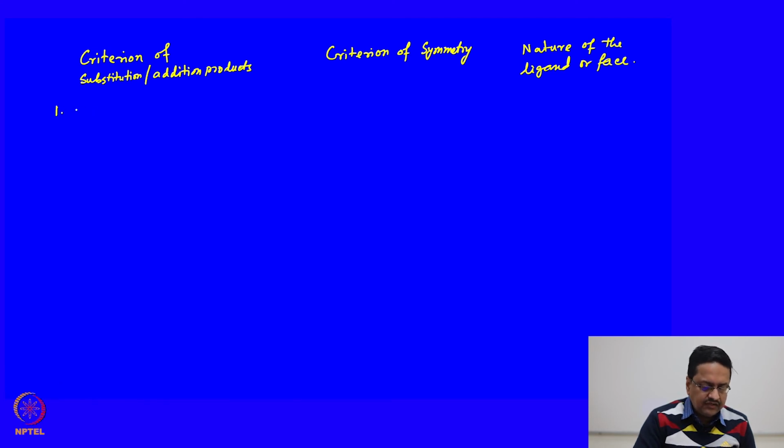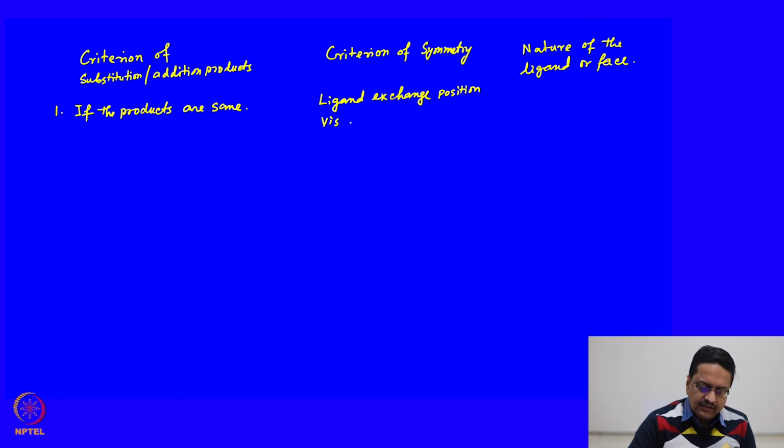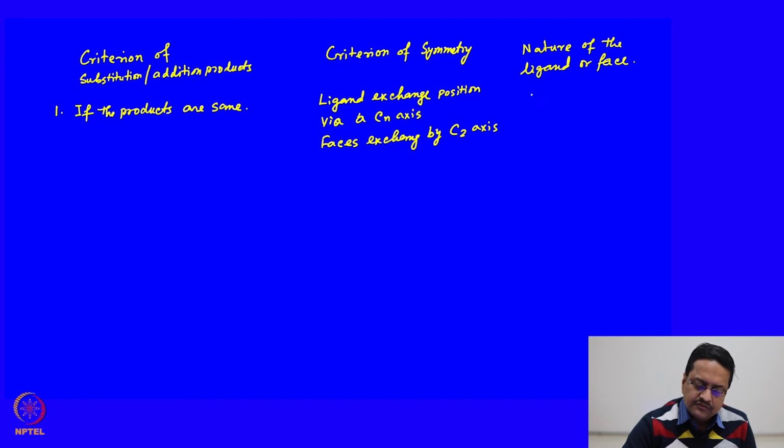So, the first point is, if the products are the same, then the ligands exchange position via a Cn axis or the faces exchange by a C2 axis, then those groups or faces are to be termed as homotopic.